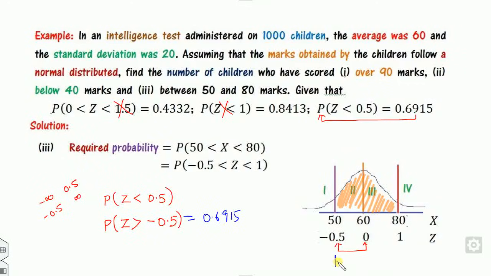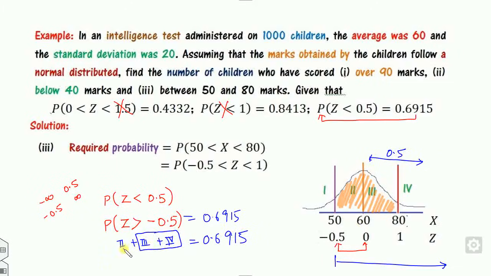So according to the figure, this is greater than minus 1.5. It means second, third, and fourth is given to you here. But 3 plus 4 is 0.5, so this is given to you as 0.5. So you can find the second area also. What is the area of the second? You can subtract 0.5 from it. So 0.6915 minus 0.5, and you will get this area.